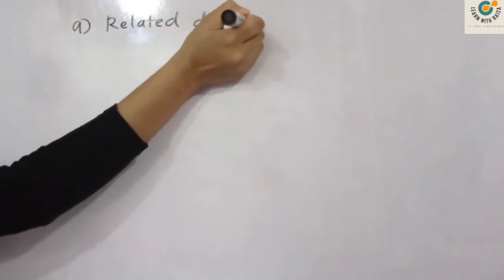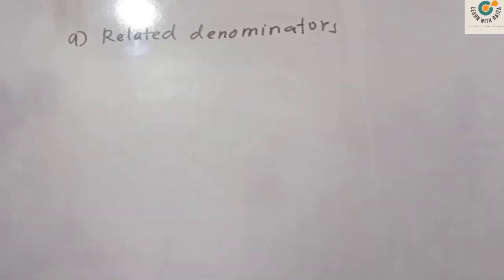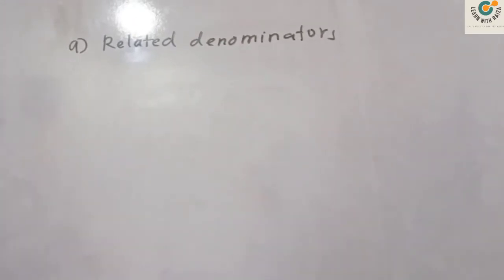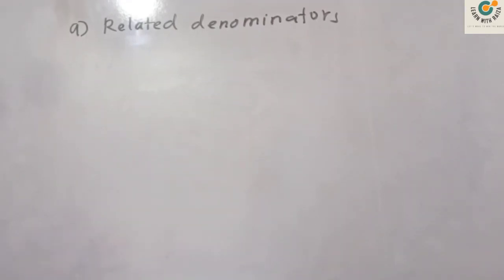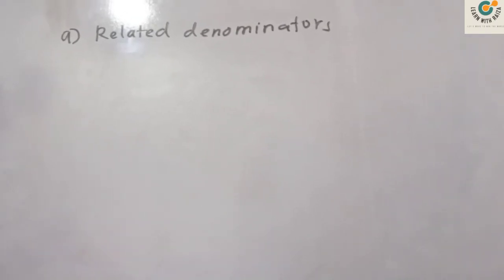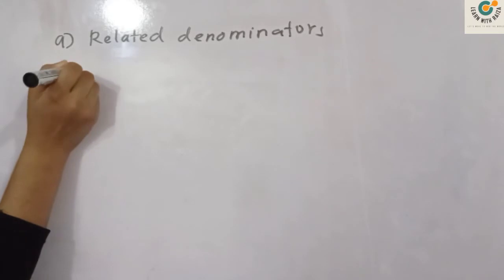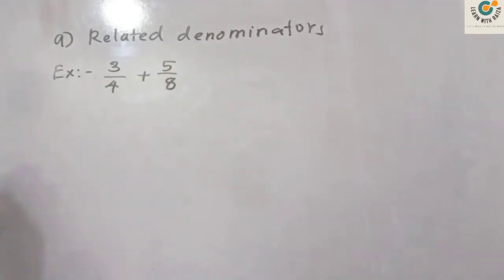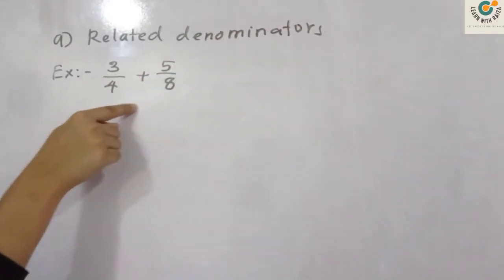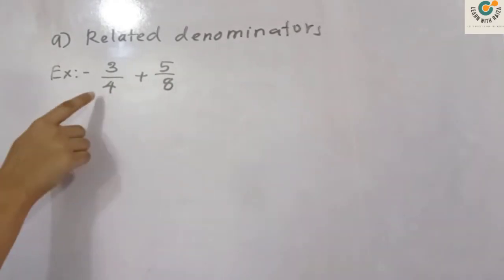If you are adding fractions or if you are subtracting fractions with related denominators. Now, what are these related denominators? Suppose you are given two fractions where the denominator of one fraction can be made by the denominator of the other fraction, we call them related. So for example, listen to this carefully. If I take 3 over 4 plus 5 over 8, here you can see that there is a certain relationship. Number 8, the larger number, can be formed by the smaller number 4.